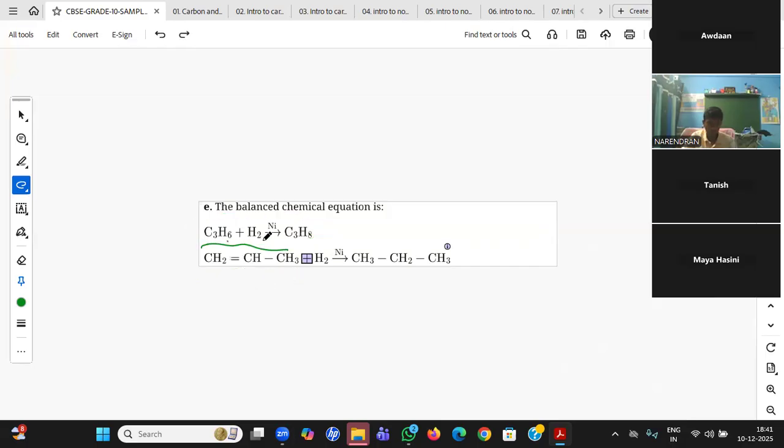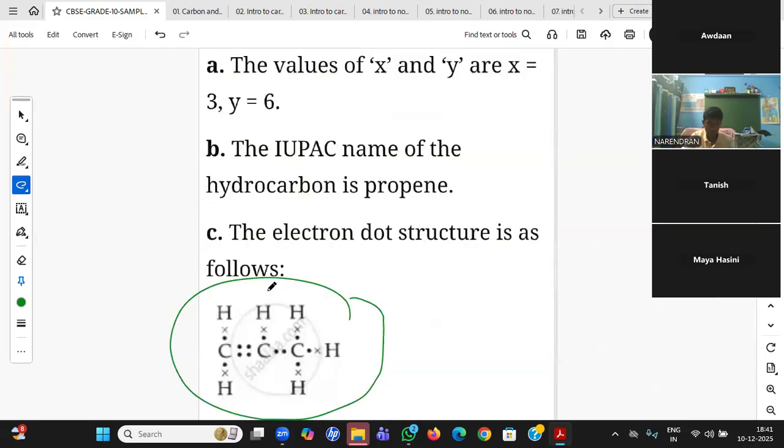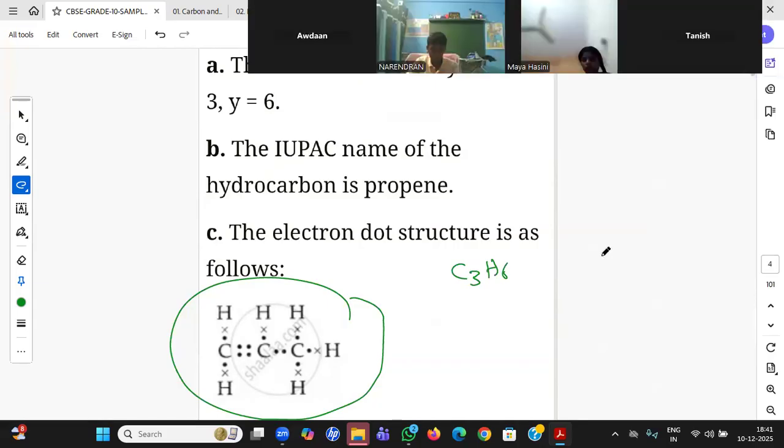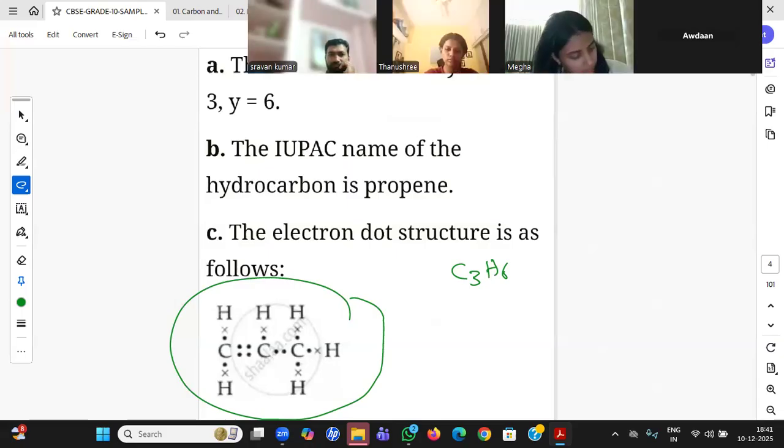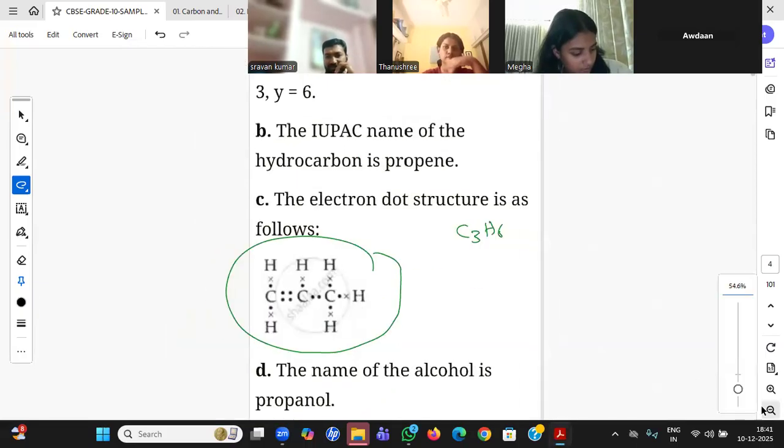Can anybody please try to draw this C3H6, students? Try to draw the structure of C3H6 in your rough notes and check. Are you able to draw C3H6? It's nothing but propene. Try to draw the structure of propene in your rough notes. I'll ask one of the students. Propene. Yes, Tanushri.